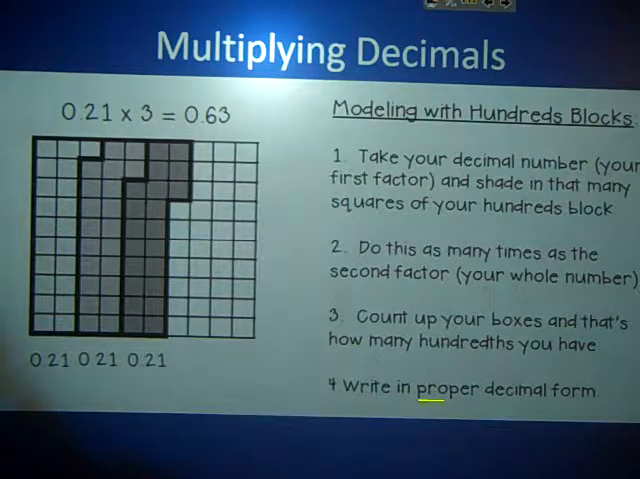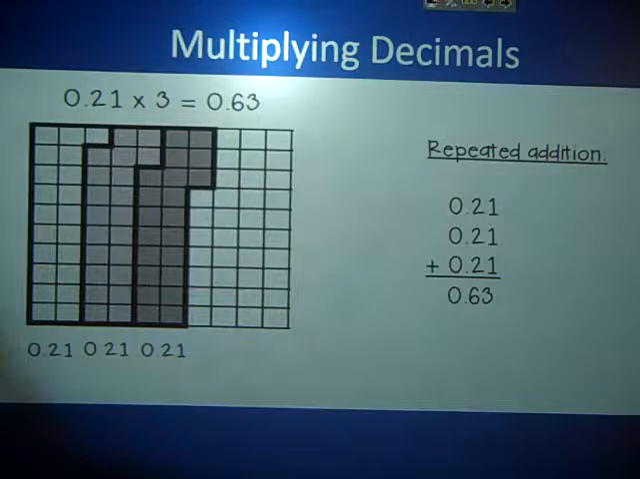Then I write it in proper decimal form right there. So 21 hundredths is this shaded part, 21 hundredths is this middle shaded part, and 21 hundredths is that shaded part. Does that make sense, everyone? Okay. So let's look at repeated addition. How would I do repeated addition of 21 hundredths times 3? Very good. And if I add all those 3 up, what do I get? 63 hundredths.